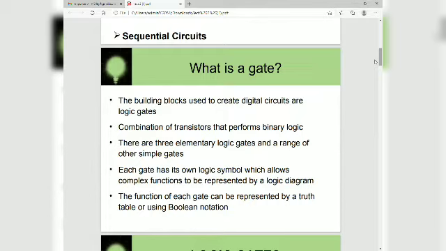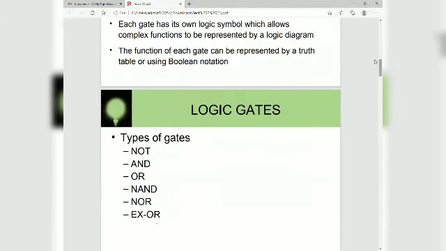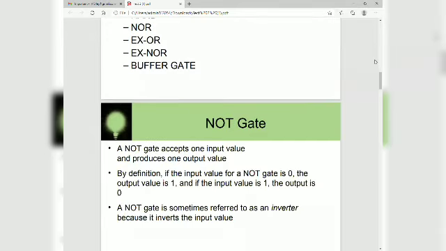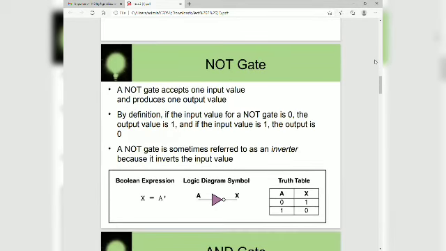Logic gates are the logic circuits which act as the basic building blocks of any digital system. It is an electronic circuit having one or more than one input and only one output. These are the types of logic gates: NOT gate, AND gate, OR gate. These are the 3 main gates. Then NAND and NOR, XOR, XNOR and buffer gate. We will discuss these gates.